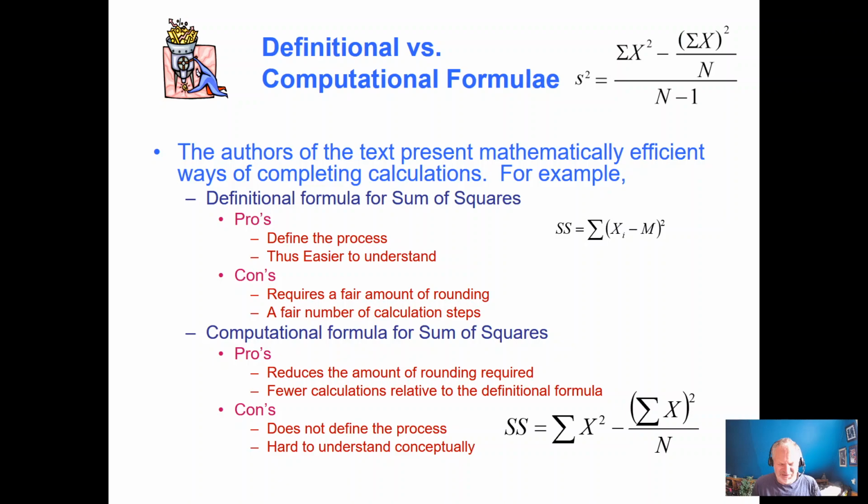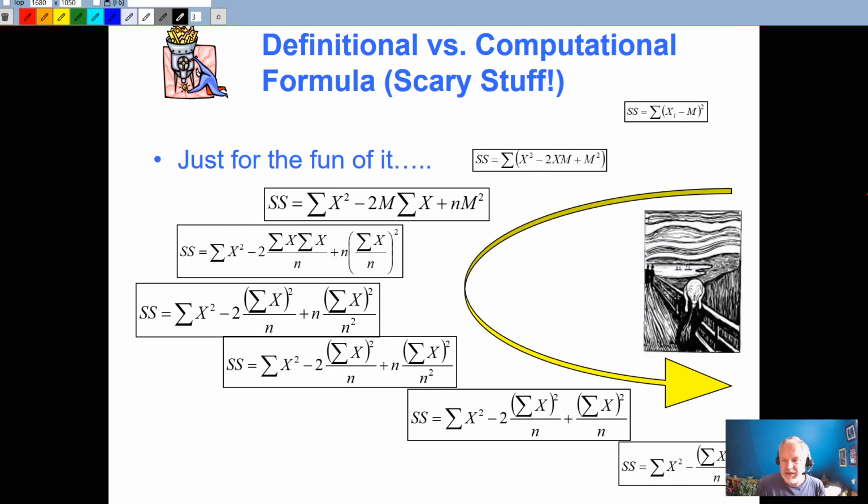And for those interested, this is just for the fun of it. You can completely ignore this slide. This is the proof going from what we do, and this loops you around step by step, working the math proof to get down to the computational formula, which gives you the same value. In terms of hand calculations, the computational is probably the better one, but if you're doing it in SPSS or Excel, just keep it with the definitional.